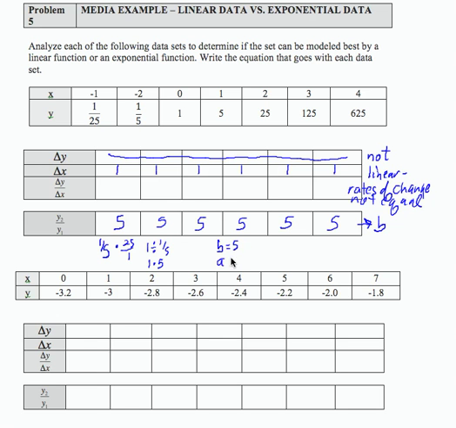My a value is my initial value. It's when the input is 0, the output is 1, so I can use the generic exponential equation, y equals ab to the x, and fill in the pieces here. A is 1, so I don't need to write that. I can just write the b value to the x, and there is my exponential equation. So I'll go ahead and write exponential here.